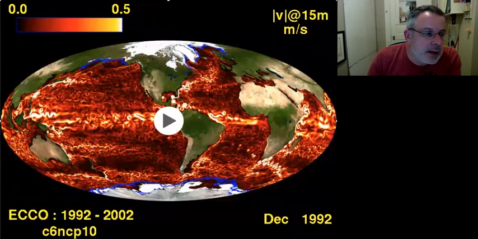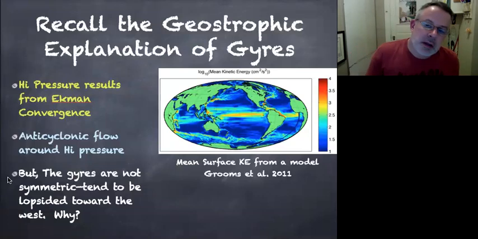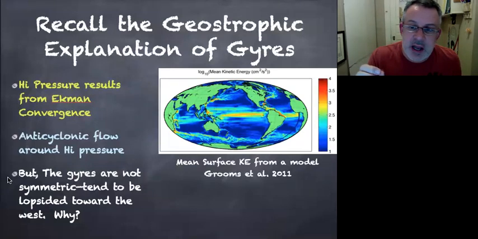Okay. So, let's swing back to what we talked about last time. Geostrophic explanation of gyres. We have sea surface highs. The sea surface highs drive anticyclones. Sea surface lows. The sea surface lows drive cyclones. The high pressure results from convergences in the Ekman transport, where stuff is being piled up. And there are anticyclones, where we have high pressures.